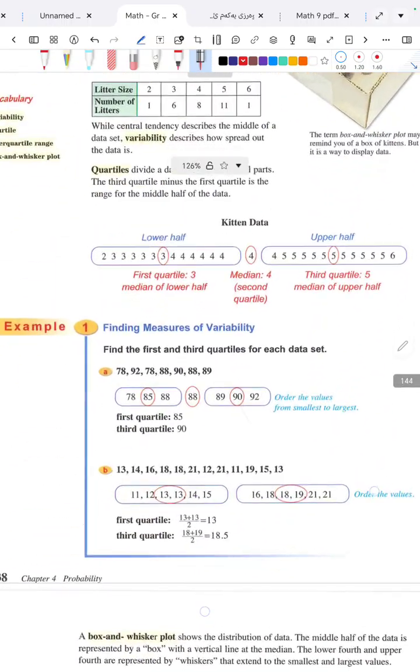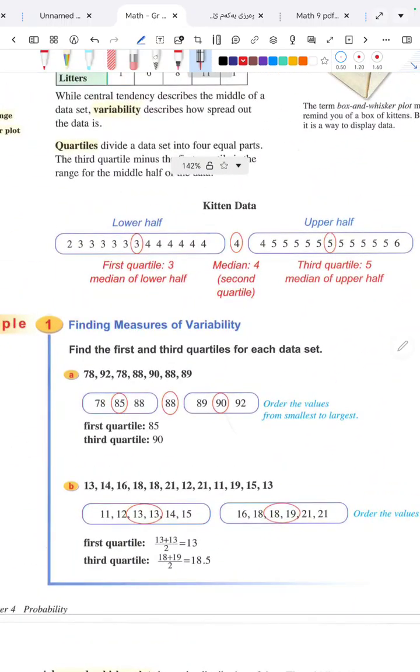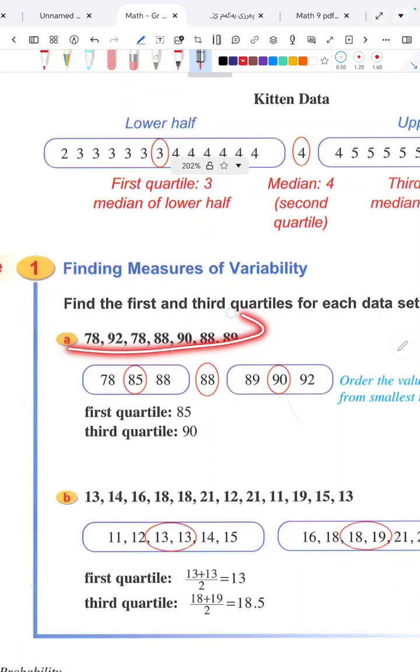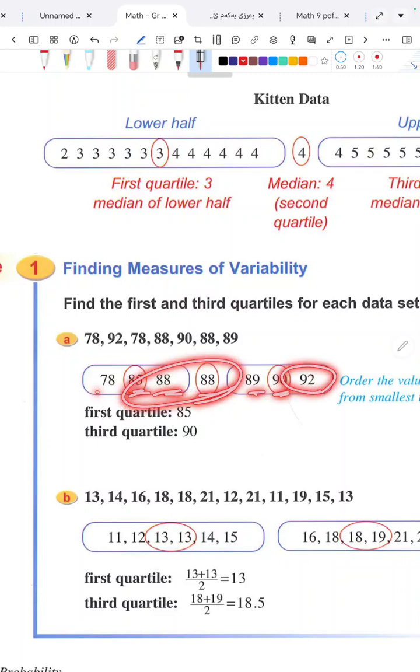Okay. The first case, they ask for what? Find the first and the third quartile for each data set. The first step, you have to order the data from least to greatest. Okay, as you can see here, we have 78, 85, 88, 88, 89, 90, 92, 88 repeated twice.